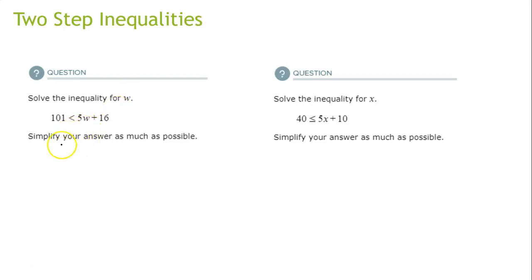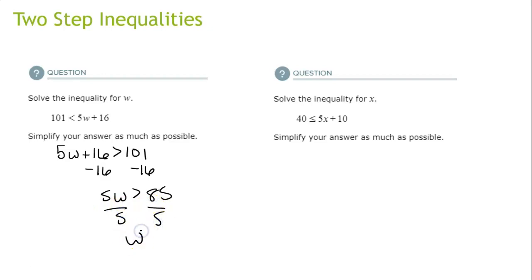If we need to switch sides, we can. Just be aware of the crocodile mouth. The crocodile mouth is eating the 5w plus 16, so it's going to follow the 5w plus 16. We're going to subtract 16 from each side, so we get 5w is greater than 101 minus 16, which I believe is 85. Yep. And divide both sides by 5, which I believe is 17. Yep. And so w is greater than 17. You pause the video and try this one on your own.